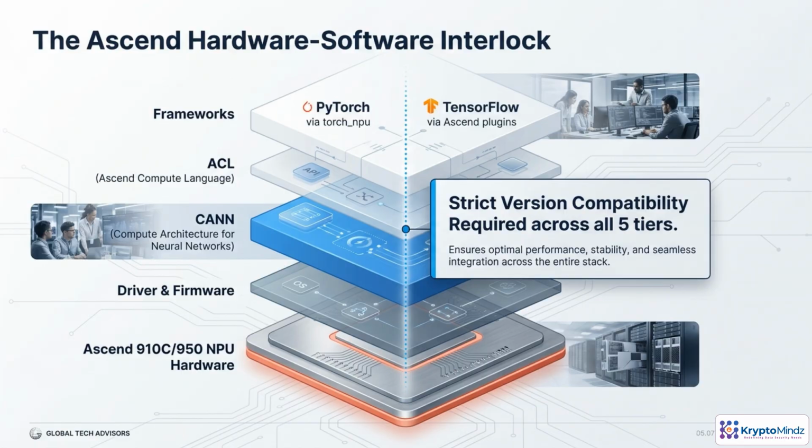Ascend isn't just a chip, it's a tightly coupled stack. At the bottom, you have the 910C and 950 NPUs, then drivers and firmware that expose their capabilities. On top of that sits CANN, which provides core neural network kernels, and ACL as the compute language interface. Framework integrations like PyTorch and TensorFlow plug into those layers. All 5 tiers must match in version. If one layer is out of sync, you'll see missing ops, crashes, or bad performance. That's why Ascend development always begins with checking stack compatibility.